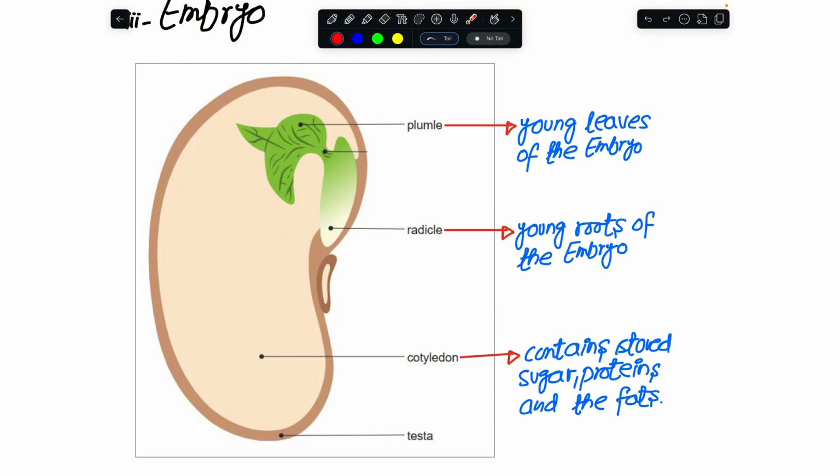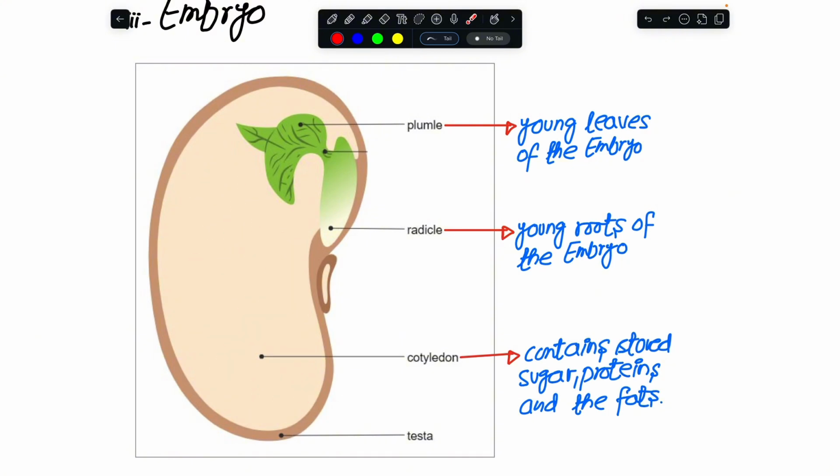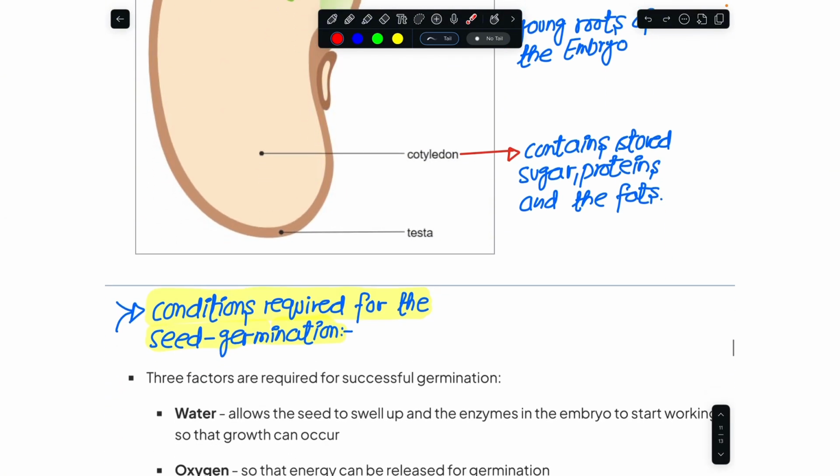Now the good thing about this embryo is that it further has two regions in it. It has the plumule, which are the young leaves of the embryo, and this also has the radicle in it, which is the young root of the embryo. This part that I'm highlighting for all of you is referred to as the endosperm or the cotyledon, and this acts as a store of sugar, protein, and fats. So again, this is important from the paper point of view.